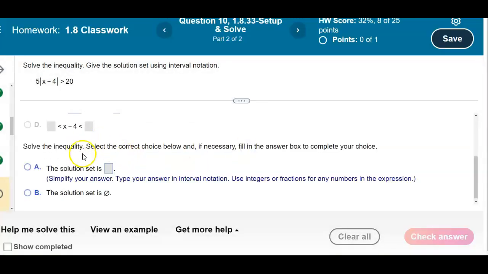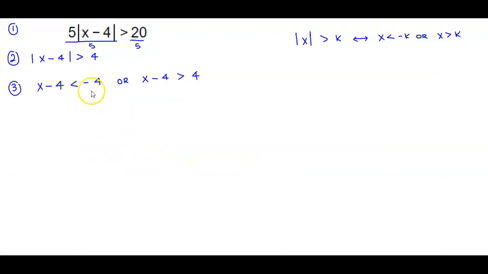And now we're going to go ahead and solve. So I'm going to come back here, and now we're going to solve both inequalities. The first thing we want to do is add 4 to both sides. So for this one here, we get x, which is less than negative 4 plus 4, which is 0. Or over here, we're going to add 4 to both sides. We get x, which is greater than 4 plus 4, which is 8.